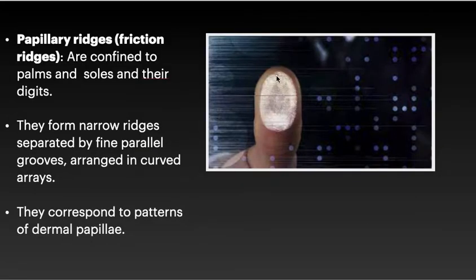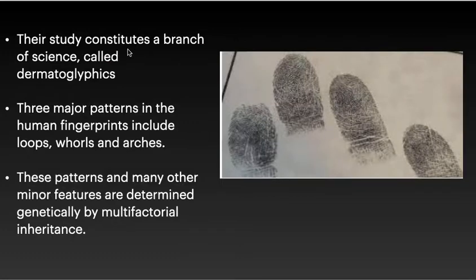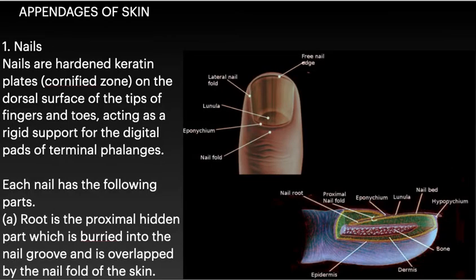We also have something called the papillary ridge or the friction ridge, which is confined basically to the palms and soles and their digits. They form narrow ridges separated by fine parallel grooves arranged in curved arrays, and they correspond to the pattern of the dermal papilla. Their study is a branch of science called dermatoglyphics. The three major patterns in human fingerprinting include loops, whorls, and arches. These patterns and many other minor features are determined genetically or by multifactorial inheritance.